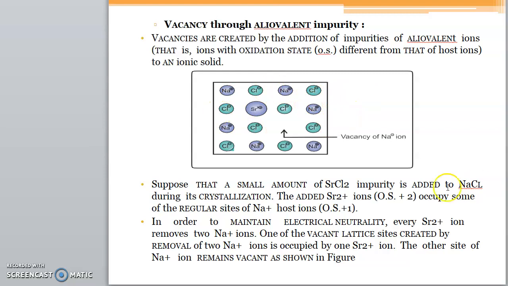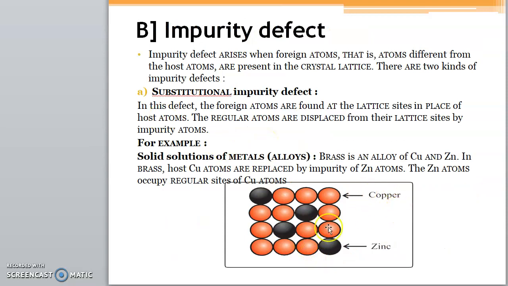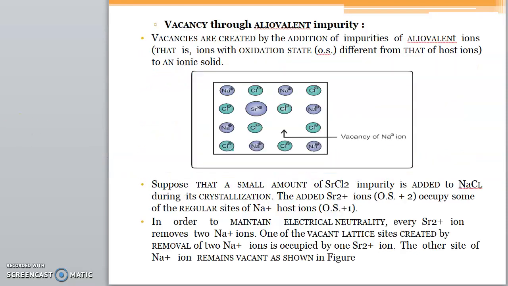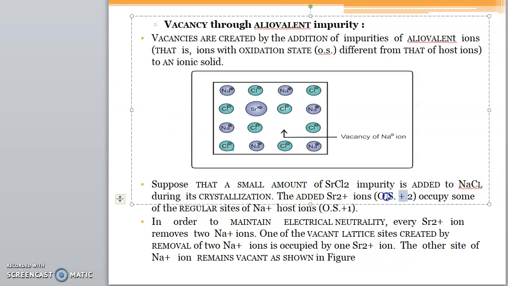Host means a crystal lattice which is originally made up of. Okay, so in this case, originally this crystal is supposed to be of copper. So copper should have been the entire occupant over here, but zinc acts as an impurity over here. Similarly here, sodium chloride is my host, that is Na plus Cl minus, Na plus Cl minus, but strontium chloride is added as that aliovalent ion, because strontium has a different oxidation state. Strontium has oxidation state plus 2, wherein sodium has plus 1.